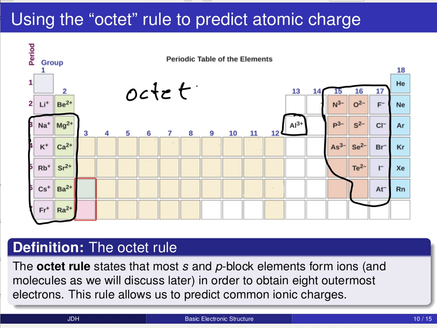Because remember, in those cases, the closest noble gas is in fact helium. So lithium and beryllium, and also hydrogen, are really going to be forming what's sometimes called a duet, or 2 electrons, but they're just different terms to represent the same fundamental concept. All atoms want to end up looking like that noble gas.